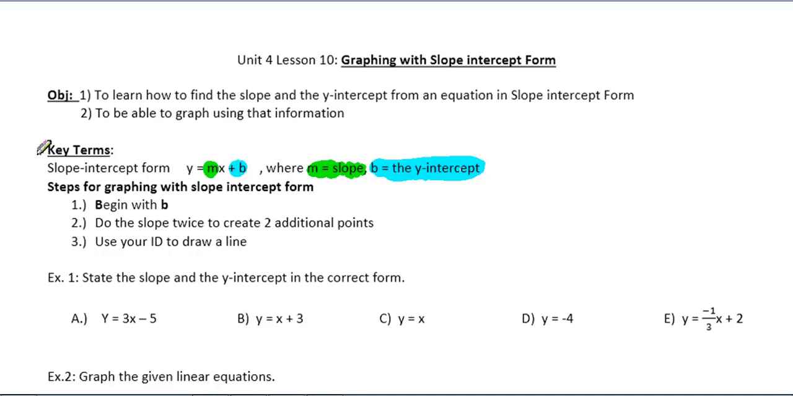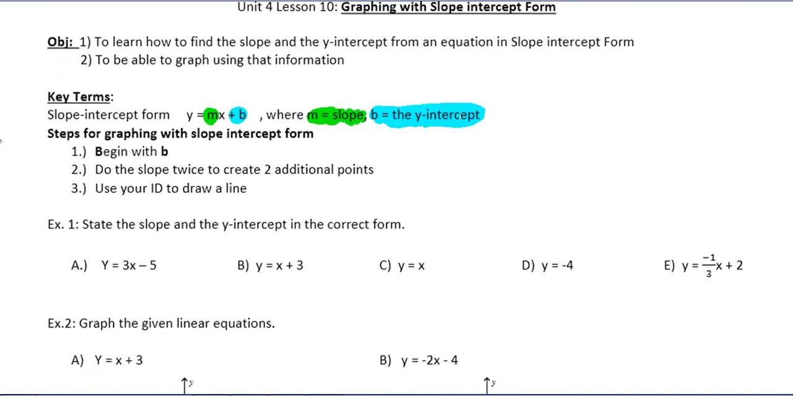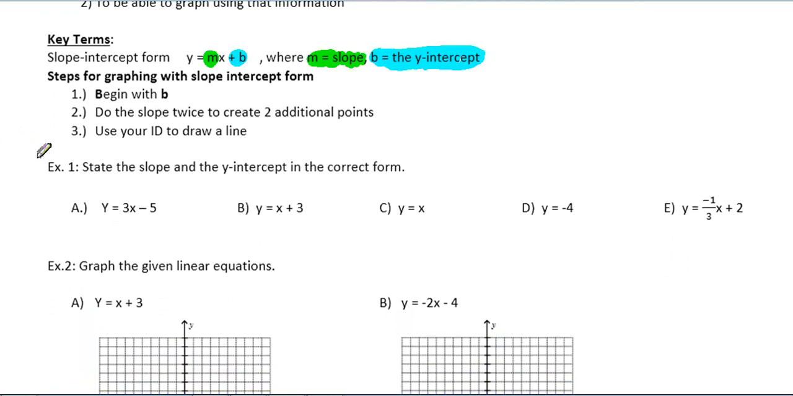The steps that we're going to follow when it comes to graphing are pretty simple. We're going to begin with the b. Then we're going to go ahead and do the slope twice. And then we're going to create our line.